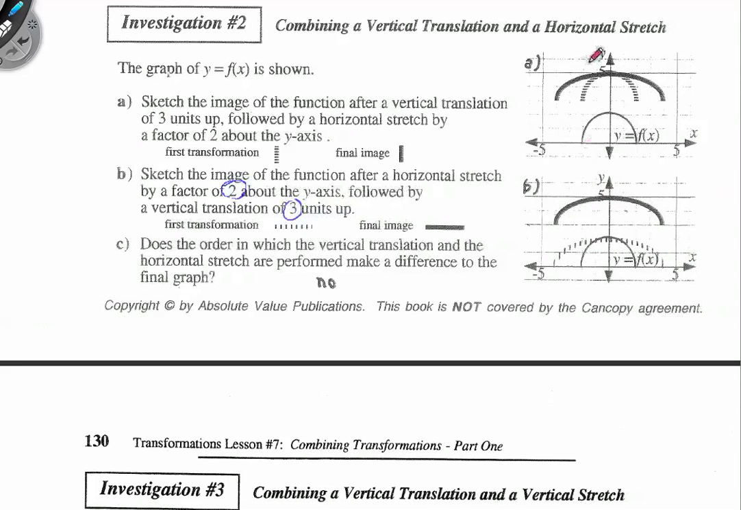So it looks like in these two diagrams, both these are the same thing. So again, it doesn't matter what order you have a vertical translation with a horizontal stretch. Okay, does not make any difference.